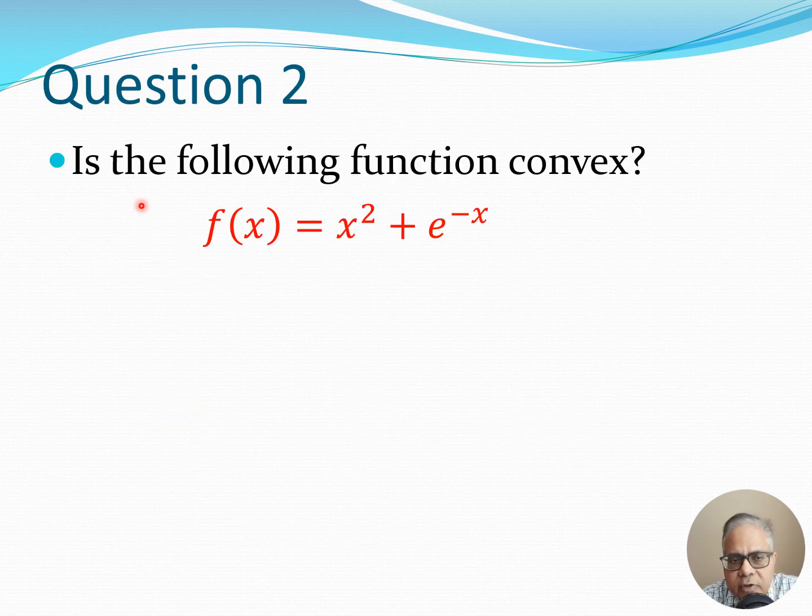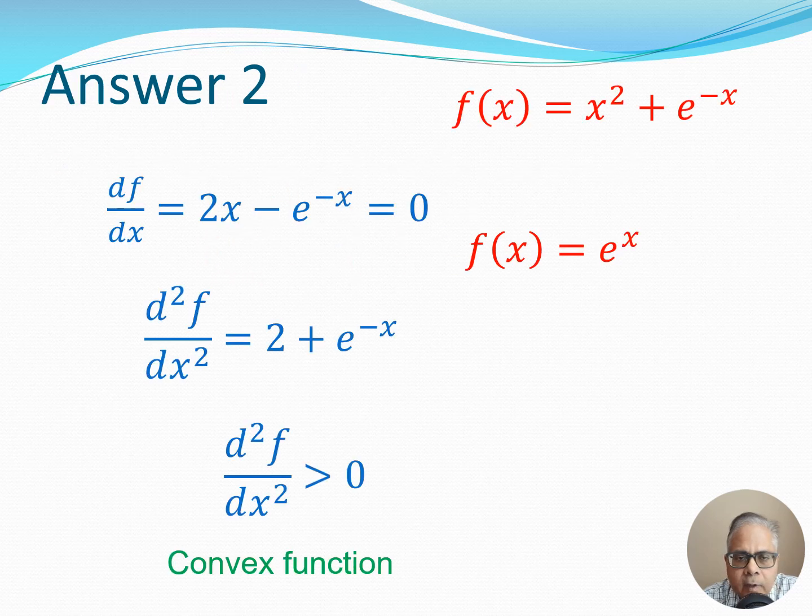Let's come to question number 2. Is the following function convex? The function is x square plus e to the power minus x. Now, to find whether a function is convex or not, one of the things we can do is calculate its second derivative and then check for positivity of that derivative.